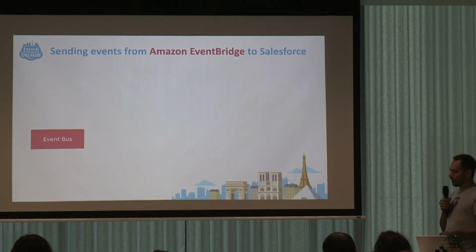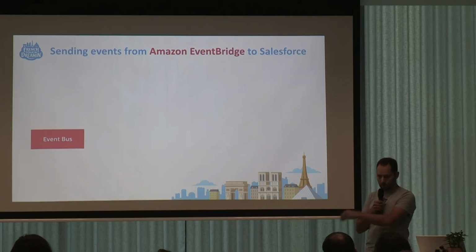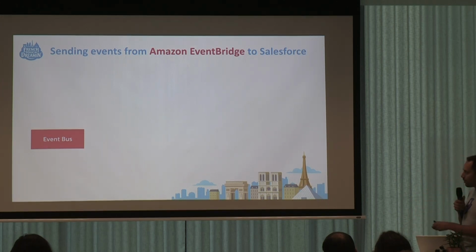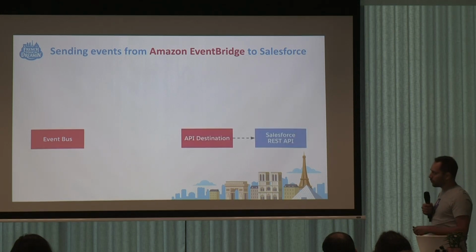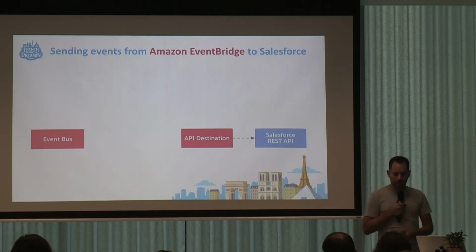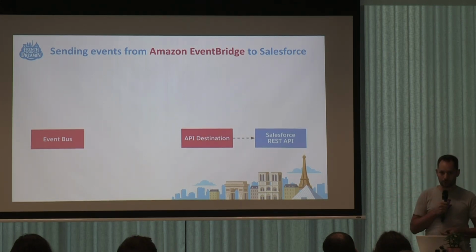So now that we've seen sending events from Salesforce to AWS, we're going to take a look at the other way around, sending events from AWS back into Salesforce. To do that, we also use EventBridge, and we start from our event bus. From our AWS event bus, we're going to create an API destination. So we're going to say we want to hit a particular REST endpoint on our Salesforce org. And this REST endpoint is simply the endpoint that lets you create an sObject, because you create a platform event just like you would create an sObject.